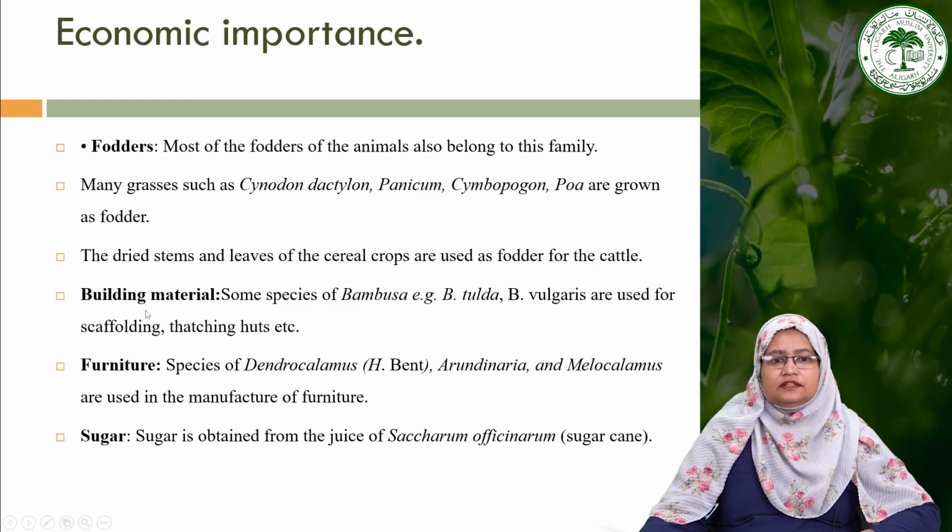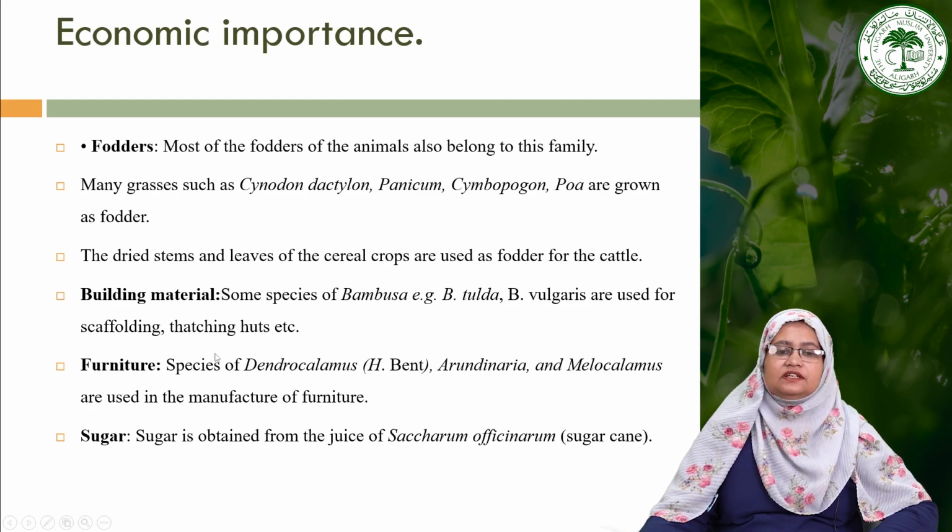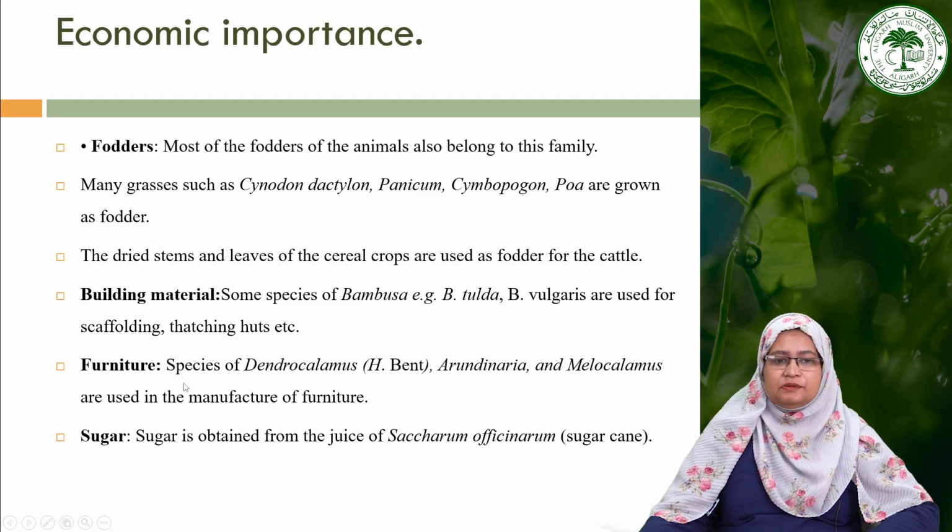Besides this, they also provide building materials, like some species of Bambusa, such as Bambusa tulda and Bambusa vulgaris, which are used for scaffolding, thatching heads, etc. And many species are also used in the preparation of furniture, like species of Dendrocalamus, that is called Bath, then Arundinaria, then Melocalamus, which are used in the manufacture of furniture.